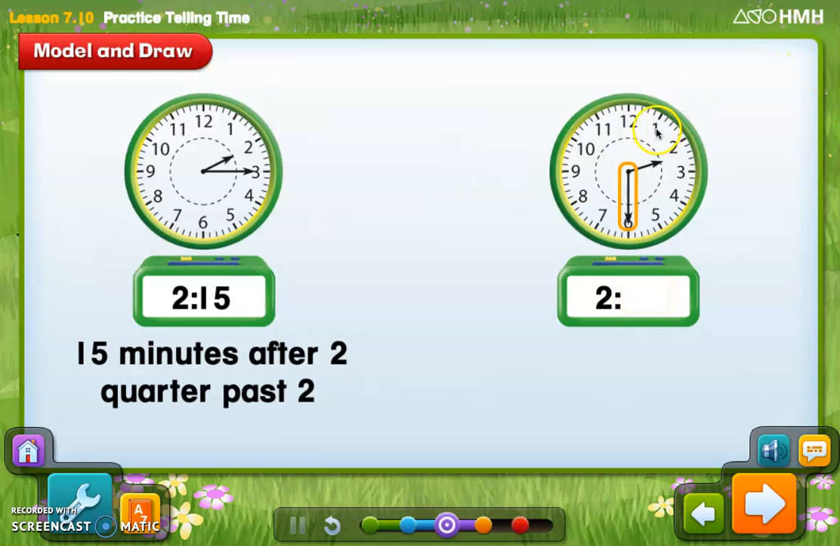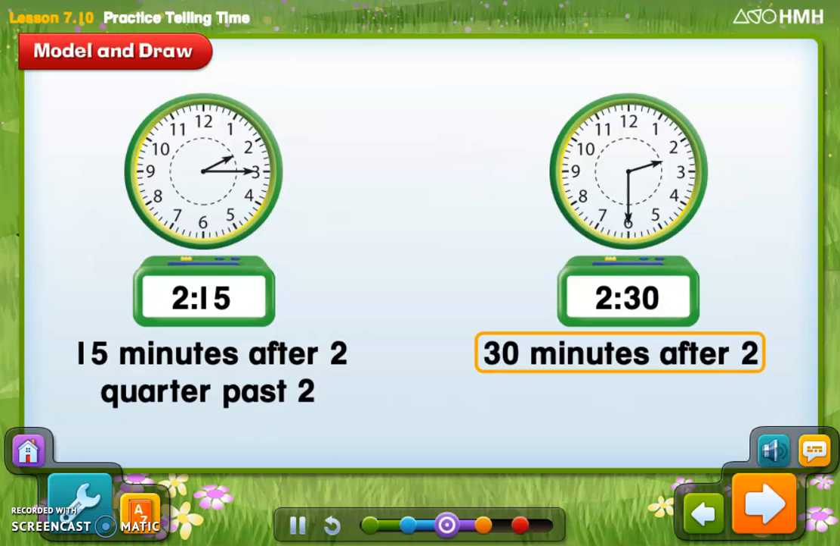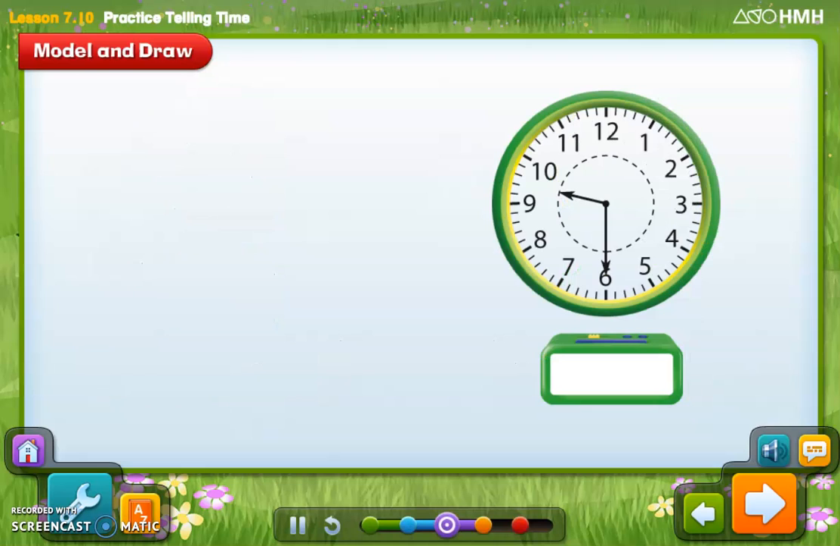So let's do that now. 5, 10, 15, 20, 25, 30. So this clock shows 2:30, or 30 minutes after 2. Another way to say this is 2:30. What time does this clock show?